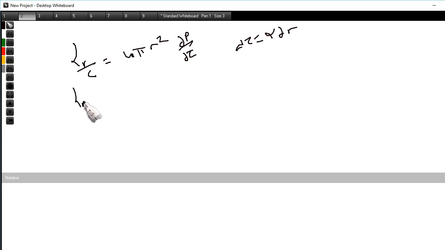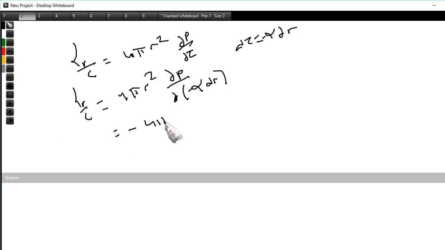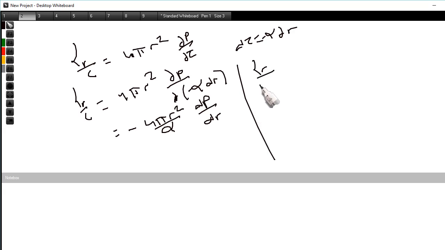Okay, so nothing has been changed. यो सबै मैले के गरेँ, 4 pi r square गरेँ, dp by dr यसको ठाउँमा के हुने भयो, minus alpha dr. Okay, so this is actually minus alpha dr. This is equal to minus 4 pi r square upon alpha dp by dr. Okay, now 4 pi r square चाहिँ म lr को तल लिन्छु. Okay, so lr upon 4 pi r square.